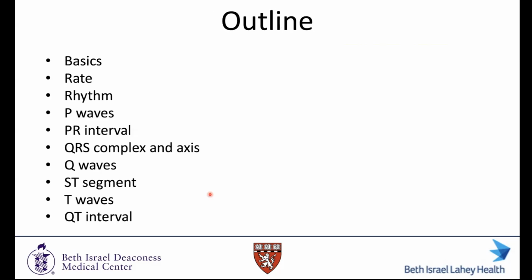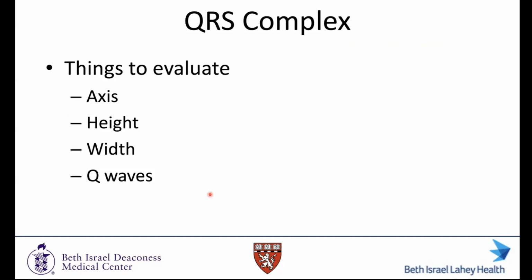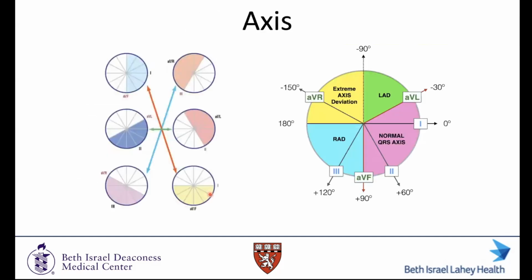So next, we're going to dive into the QRS complex and axis, as well as Q waves. There's a lot of things to look at with our QRS complex: the axis, amplitude, width, and Q waves. So starting off with our axis.